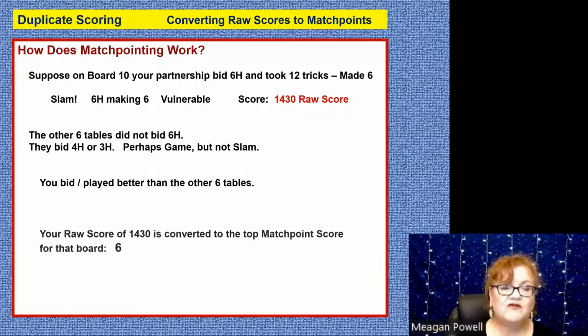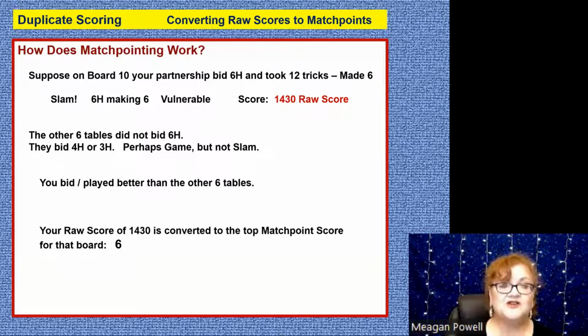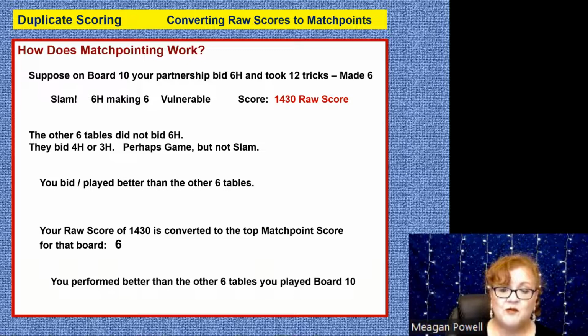Our raw score of 1430 points, because it was the highest raw score, and because we beat six other tables, we convert that raw score to a six on this board. We performed better than six other tables who played this board 10.